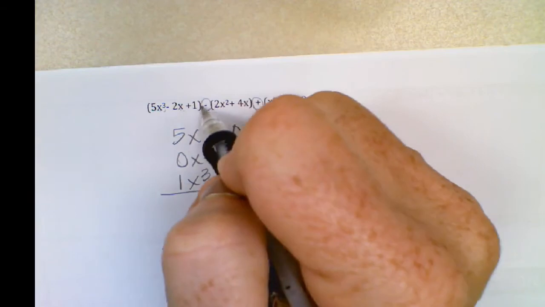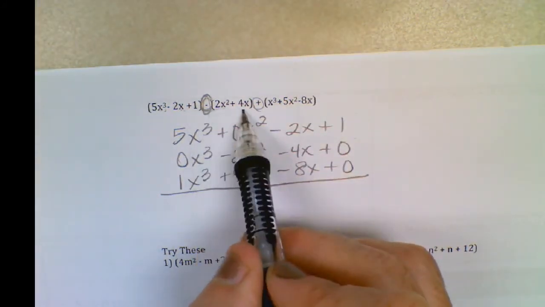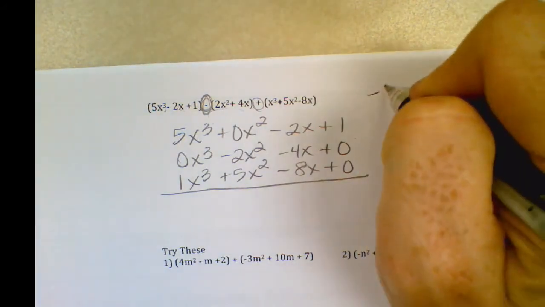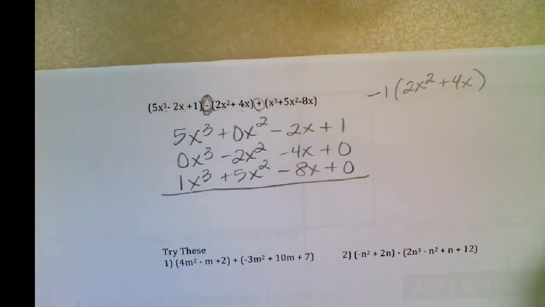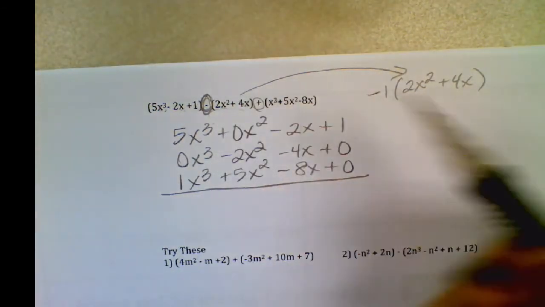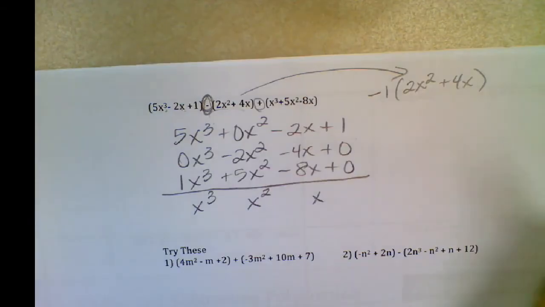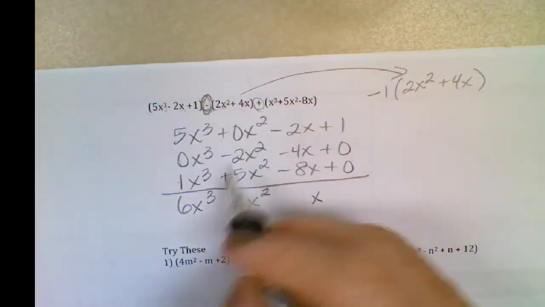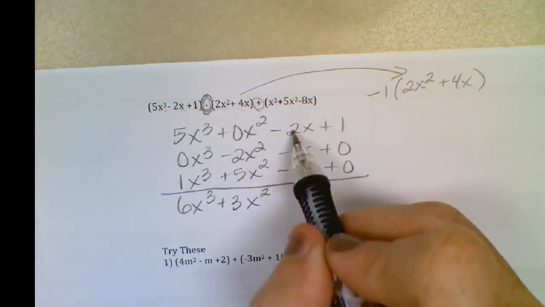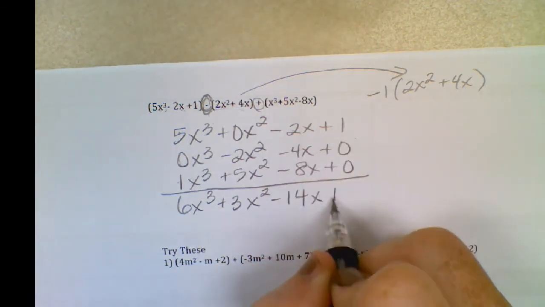So really the ones you need to be concerned about are the subtraction. And you must remember to flip your signs in that parenthesis only, the one that's directly next to it. Because essentially what it's doing is like you're multiplying negative 1 times 2x squared plus 4x. Okay, that's what that's doing. So now you can just bring your, I call them labels sometimes, your terms down, and then just add straight up and down. So 5 plus 0 plus 1 is 6. 5 minus 2 is positive 3. Negative 2 plus negative 4 is negative 6. Minus 8 is negative 14x. And 1 plus 0 plus 0 is 1.